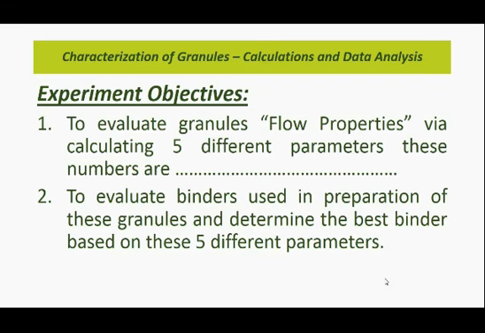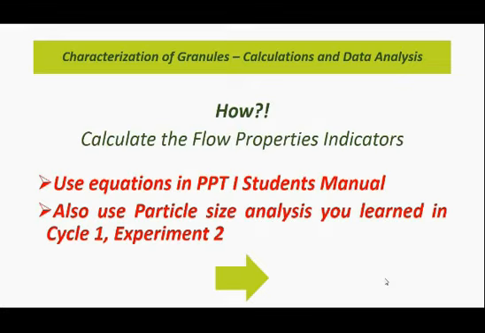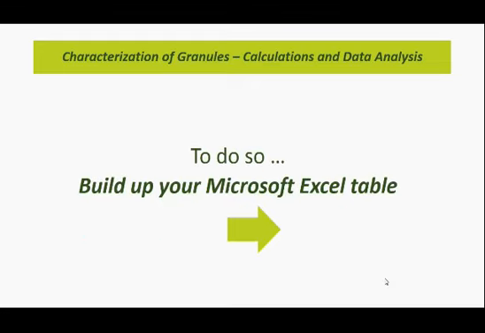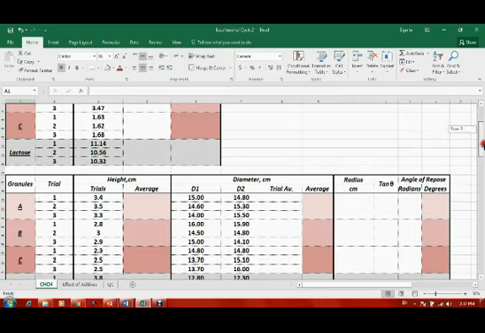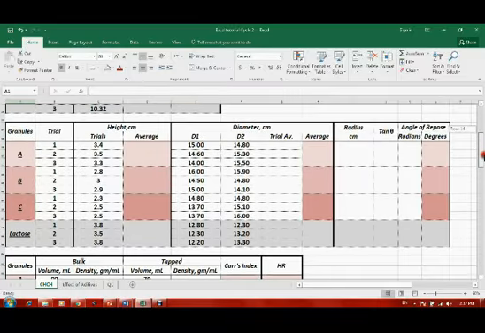Then, after doing so, we need to evaluate the binders used in preparation of these granules and determine the best binder based on these 5 different parameters. To do so, we will calculate the flow properties indicators we mentioned. And here we will build up our Excel tables, as you can see.